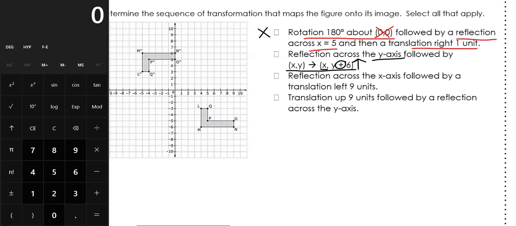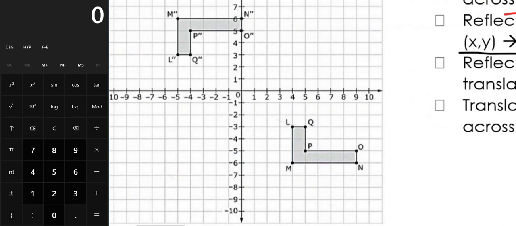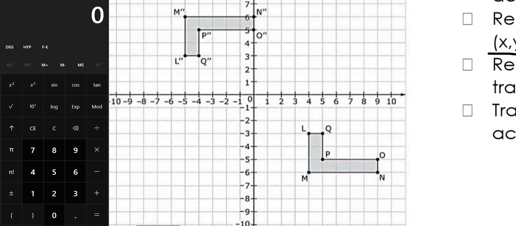So again, let's pick a point. Let's try this out. So a reflection across the y-axis. Let me pick point L again. And let's reflect across the y-axis. So count to the left. 1, 2, 3, 4 to get to the y-axis. 4 again. 1, 2, 3, 4. So here I am at (-4, -3).